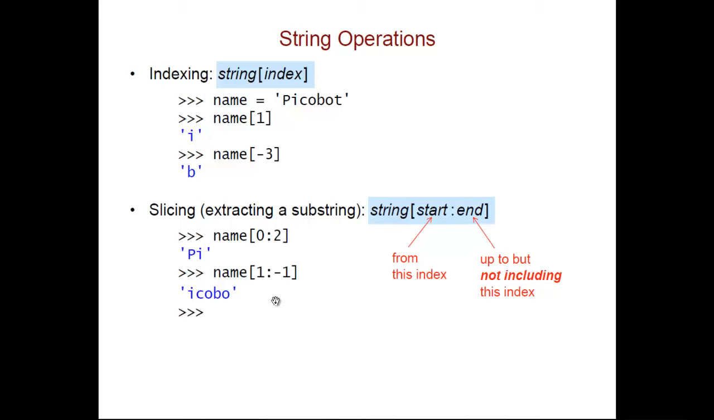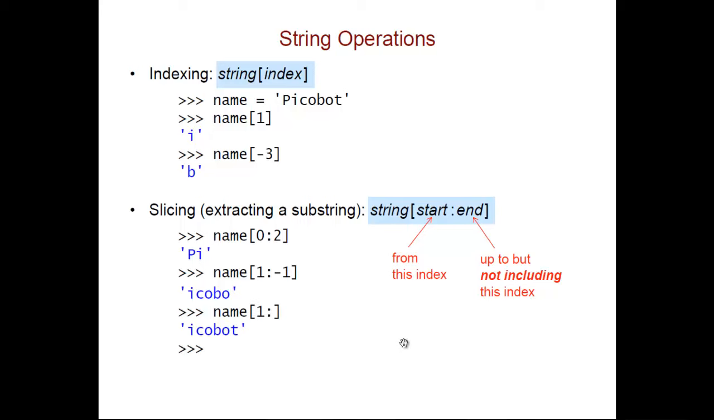Here I'm asking for the slice from position 1 up to but not including position -1. So notice what I get here. I'm starting at position 1, which is the i. I'm going up to but not including the character at position -1, which is the t. And so I get icobo. I don't get the t.